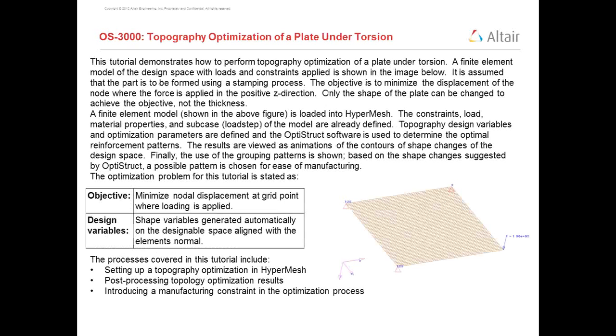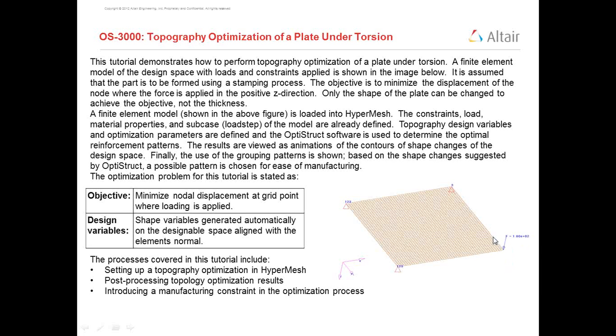So let's see the problem definition for the first tutorial, that is topography optimization of a plate under torsion. In this tutorial, we demonstrate how to perform topography optimization of a plate under torsion. A finite element model of a design space with loads and constraints applied is shown in the below image, as you can see here. It is assumed that the part is to be formed using a stamping process. The objective is to minimize the displacement of the node where the force is applied in positive z direction.